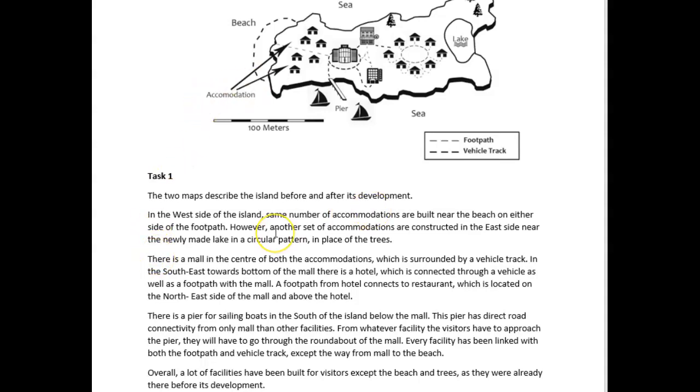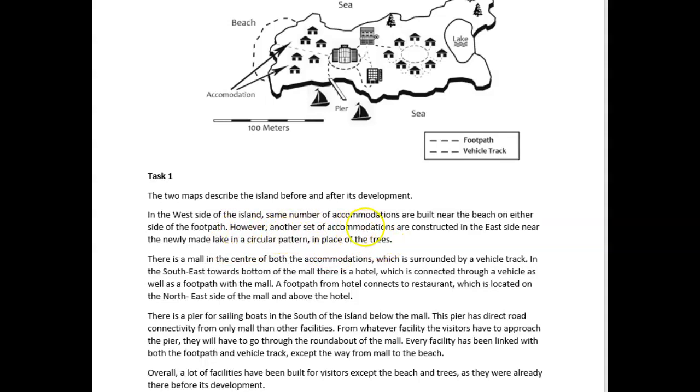Okay, however, another set of accommodations are constructed in the east side near the newly made lake in a circular pattern in the place of the trees. Okay, again a little awkward. Let me tell you why. Another set of accommodations. Now here when you put in a circular pattern, it's almost as if you're talking about the lake's pattern. So that needs to be fixed. And even this, in the place of the trees, is a little strange.